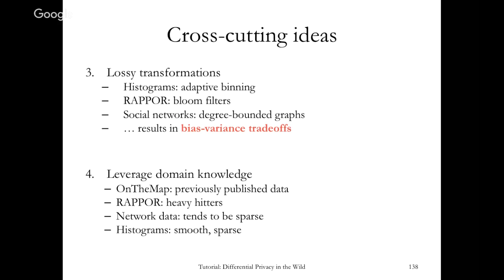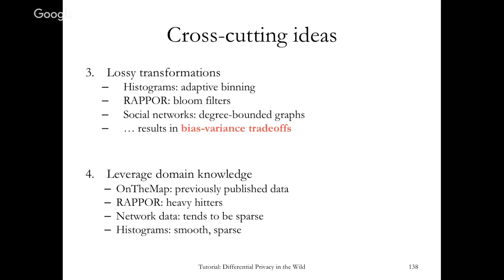And one thing that can be very helpful is to leverage domain knowledge. So with a lot of these different techniques, the designers of the algorithms took advantage of background knowledge about the kind of typical properties of the data, right? So with On the Map, they had previously published, this is something that Ashwin didn't describe in great detail, but they had previously published data, and so they had some sense of the typical structure, and they could do some kind of clustering beforehand to reduce the noise they had to add.